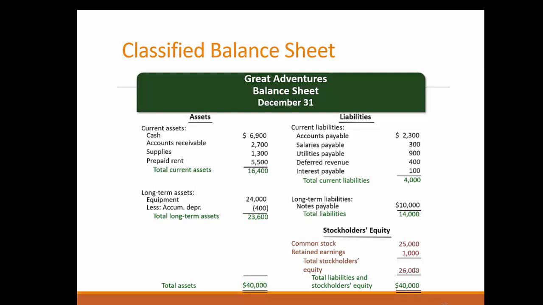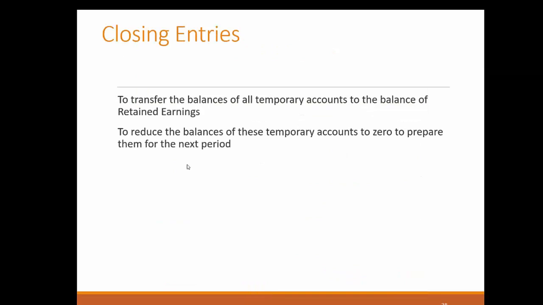If I add this plus my liabilities, I came up with $40,000, which equals the assets, which is a really good piece of news that my assets are equal to the liabilities and stockholders' equity. Now, the next thing I'm going to introduce to you is the different types of accounts.